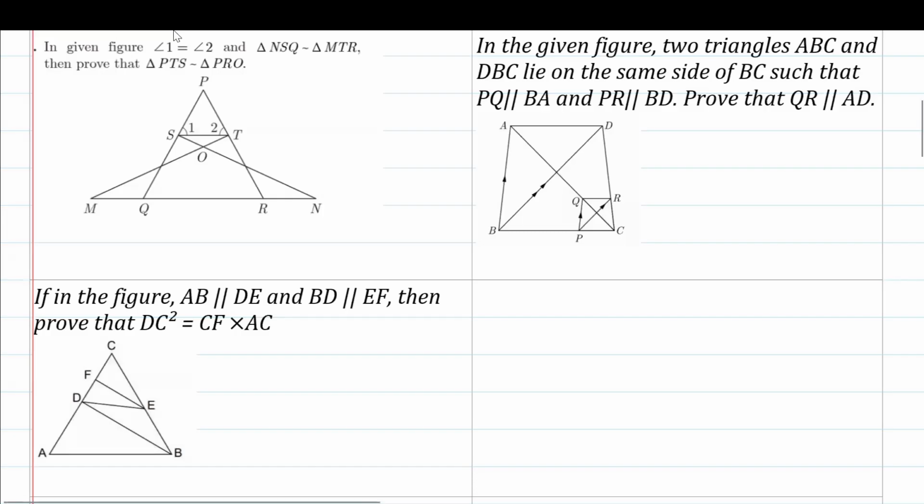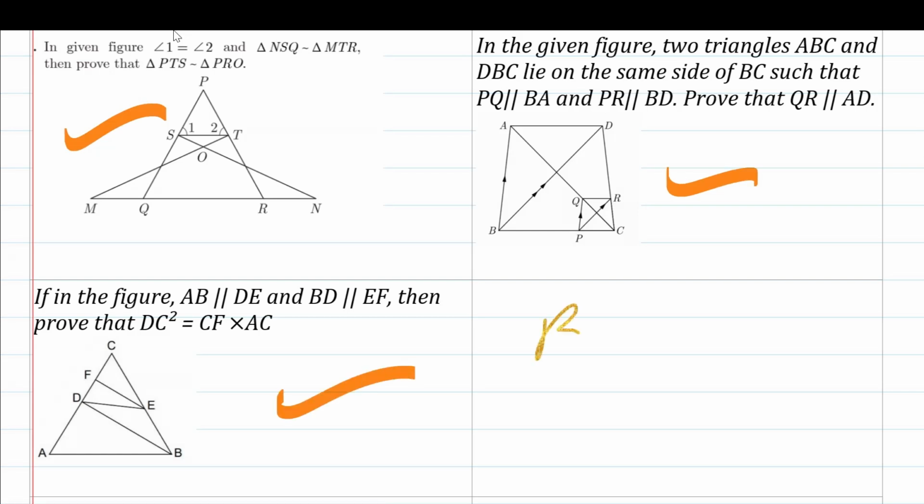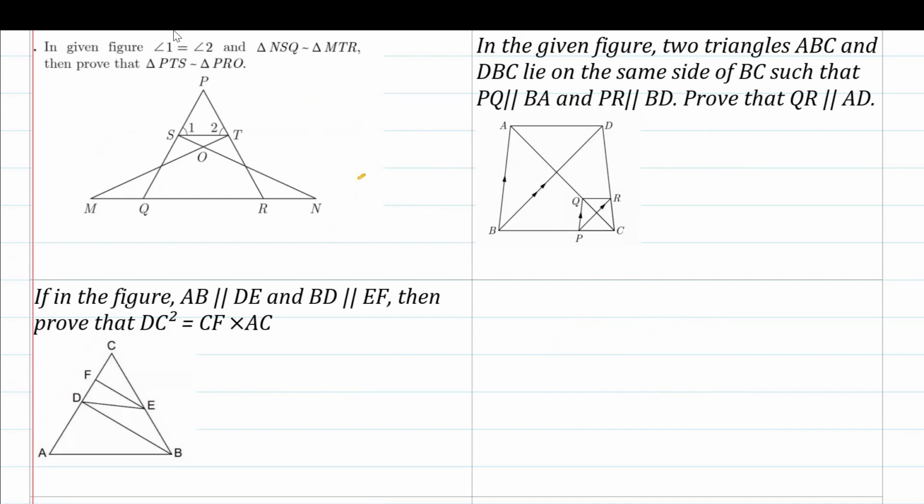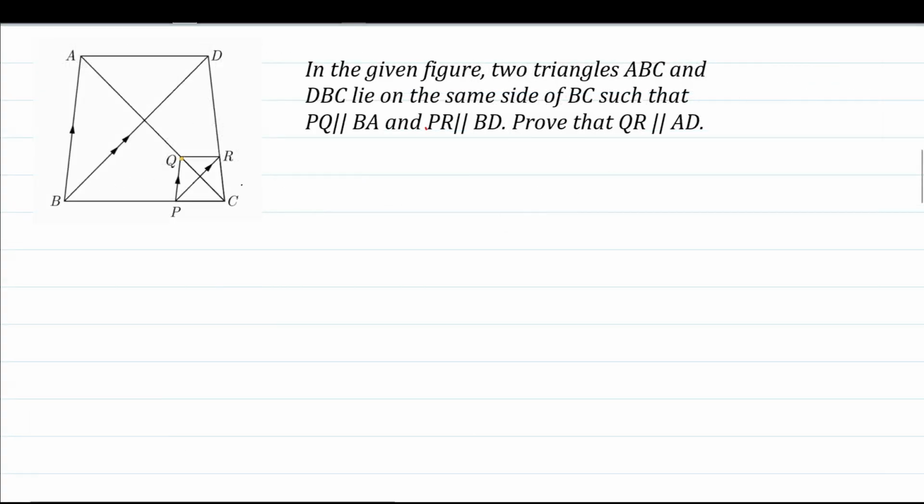In this video, we are going to do these three questions from the chapter Similar Triangle, Class 10th. And we'll be using BPT, that is Basic Proportionality Theorem, its converse, and also proving triangles similar using SAS or AA, and writing their sides proportional when two triangles are similar. So let's begin with the working of the first question.